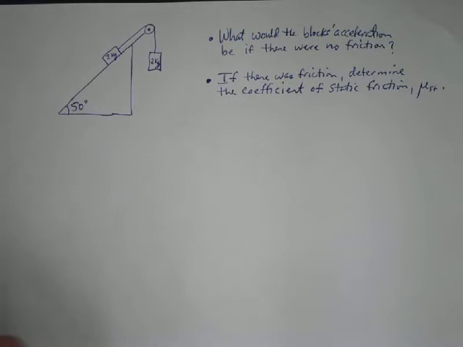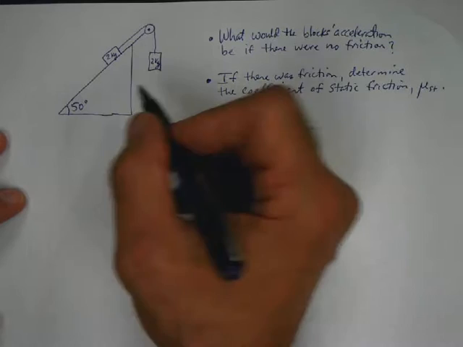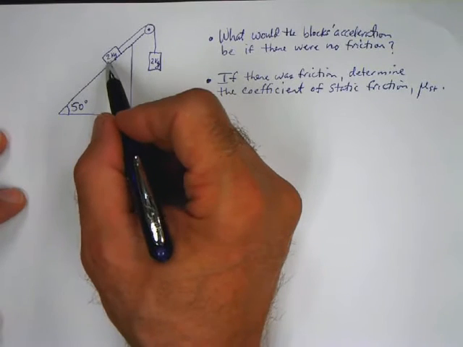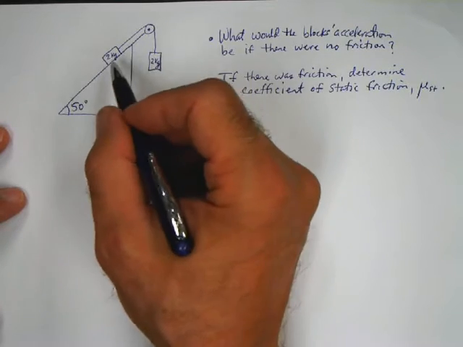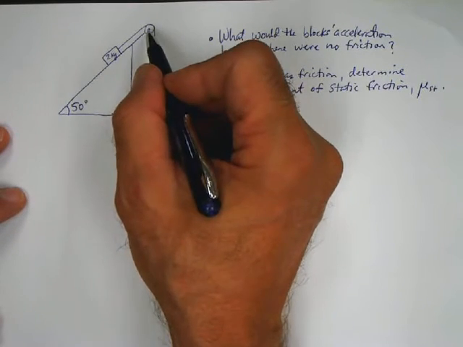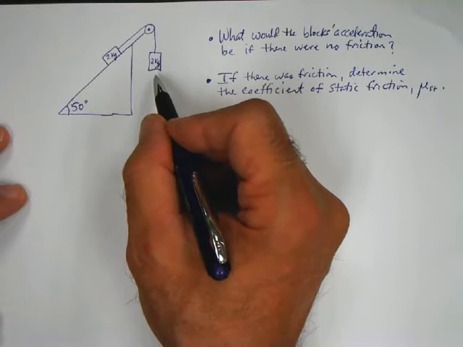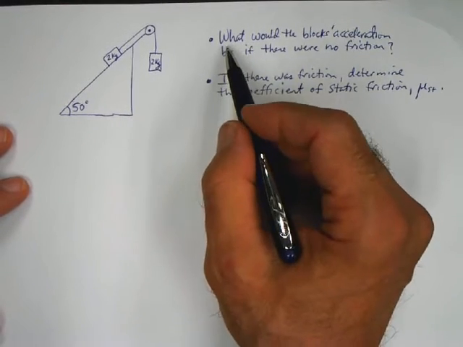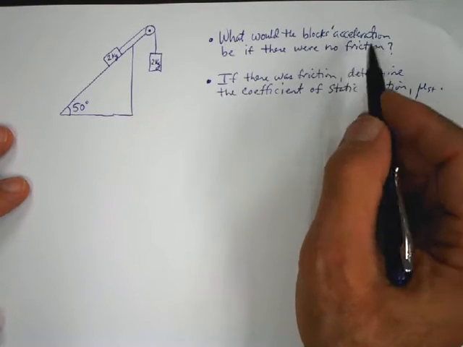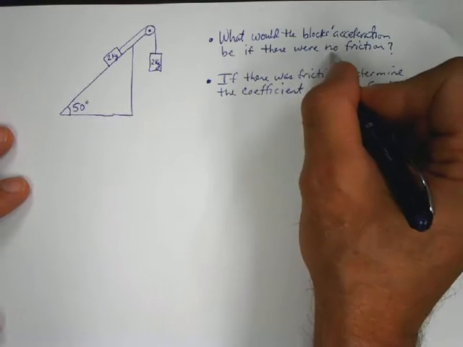Here's a string ramp problem that I'd like to go over. We see the drawing here. We have a 2 kilogram block resting on this 50-degree incline, and we have it tied to a string over a frictionless, massless pulley here to another 2 kilogram mass. And one of the questions could be, what would the block's acceleration be if there were no friction?